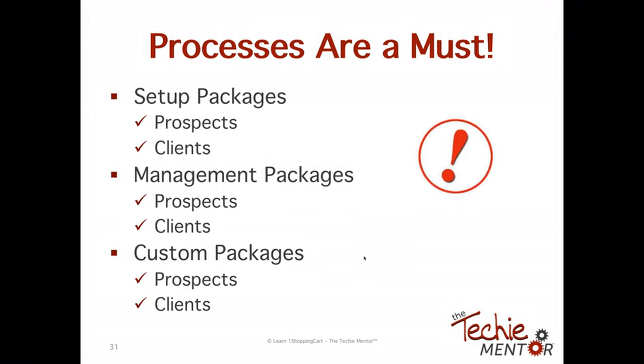So you have to have processes in place, and you should have a process for prospects and clients both, because you're going to treat prospects differently than you treat clients. And for each of the packages that you offer, you should have a process for both. So my sample here is for my setup packages, my management, and my custom packages. I have an option for prospects and an option for clients. Now, when it comes to each of these packages, the process is the same. They're rinse and repeat. I have a web form for all my setup packages, a web form for all my management packages, and a web form for my custom package.